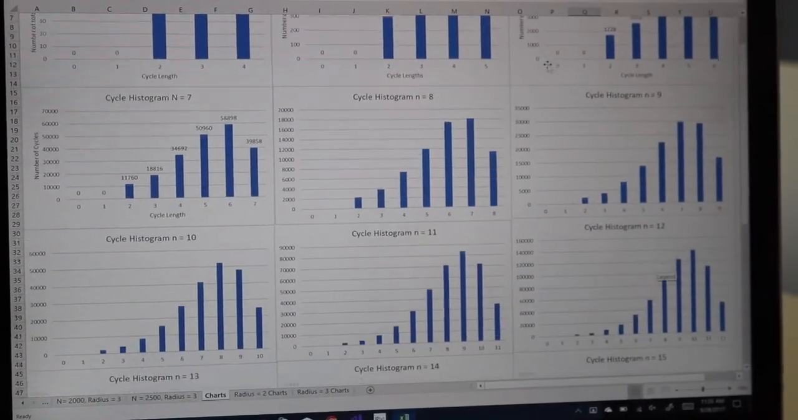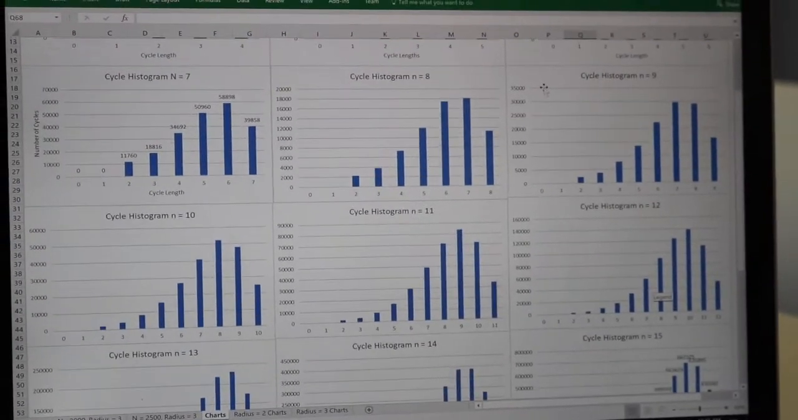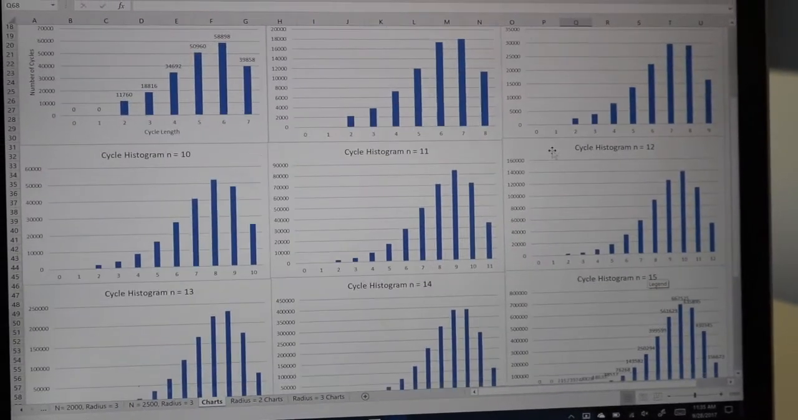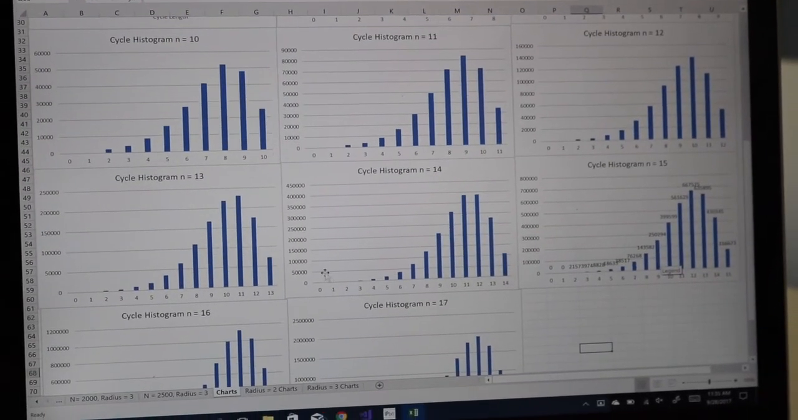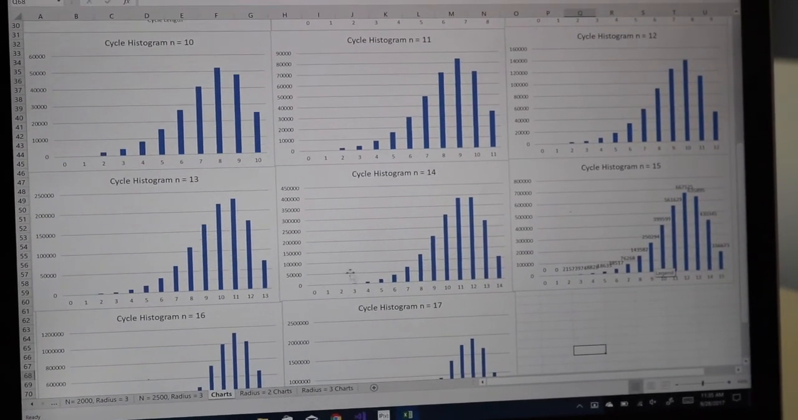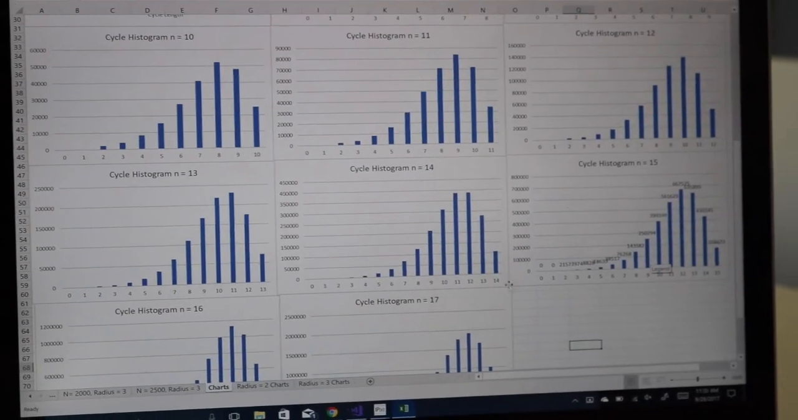And this gives us a look at the proportion of cycles within the graph of a certain length. And as you can see, the proportion of small cycles is disappearing as n increases.